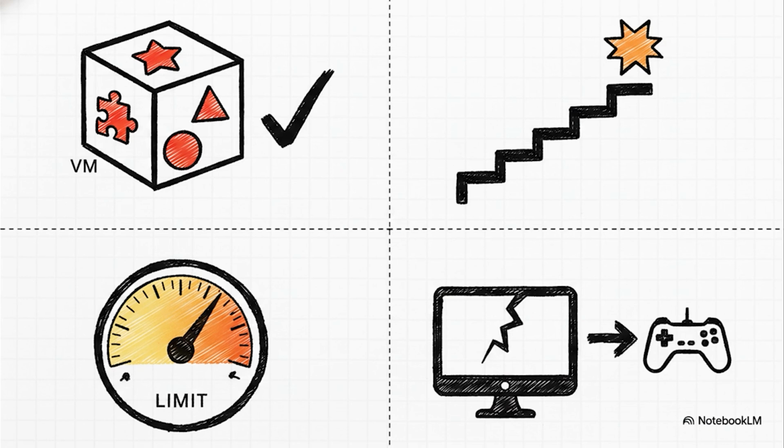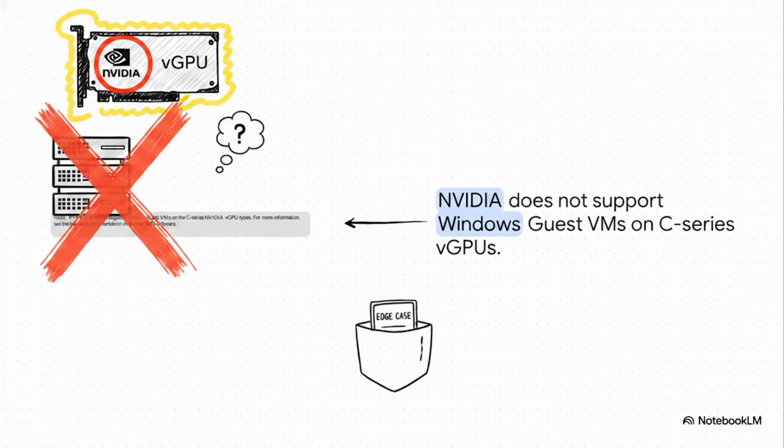And finally, here's a massive administrative gotcha. The moment you add a vGPU driver to a VM, you break the default Prism Web Console access. You have to make sure you've set up RDP or VNC beforehand if you actually want to manage it. And check this out. It's a brilliant example of a super specific vendor limitation you need in your back pocket. The docs explicitly warn that NVIDIA does not support Windows guest VMs on the C-Series NVIDIA vGPU types. Keep that little nugget stored away for any tricky troubleshooting questions they throw at you.